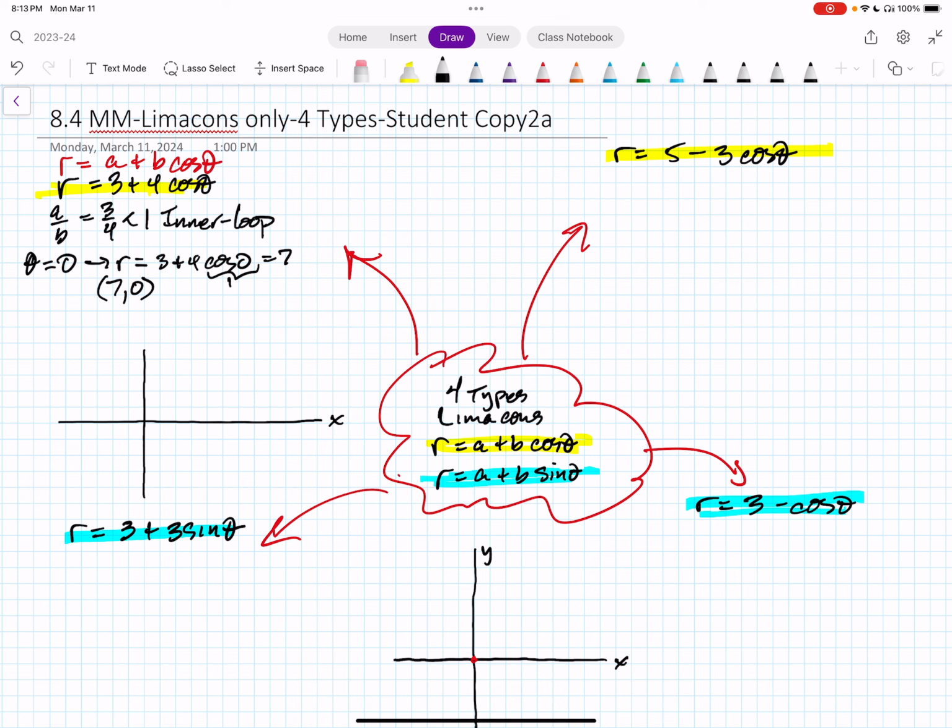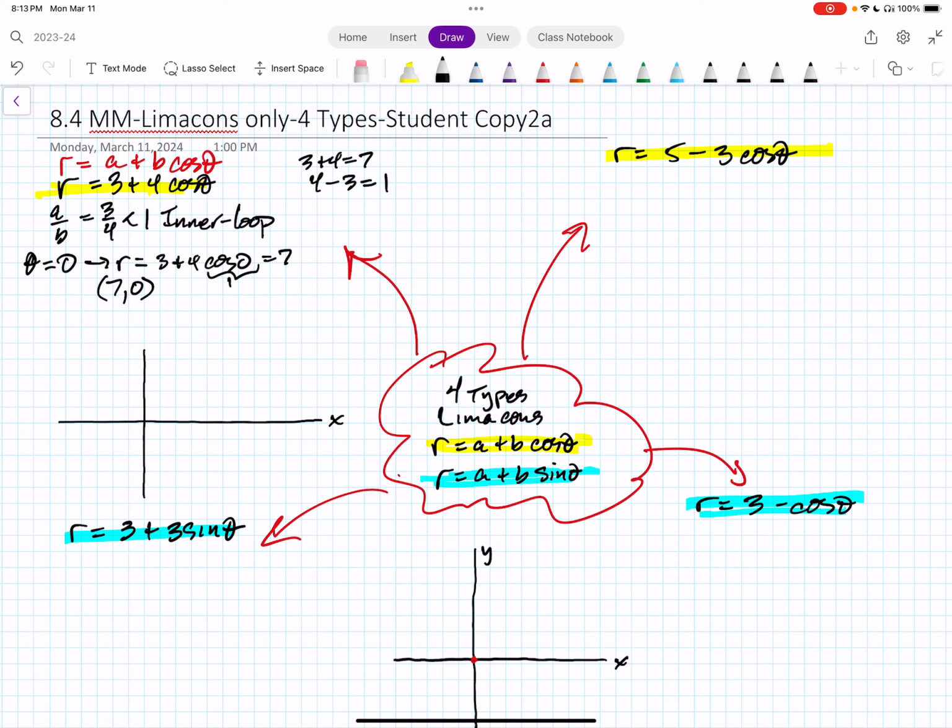Now, a quick and easy thing when it comes to limaçons: you take the absolute value of A and B. I said absolute value of A and B, and you add and subtract them. So in this case, 3 plus 4 is 7. Look at that. And then you take B minus A, which is 4 minus 3 to get 1, and there's the length of your inner loop. You just got to figure out how to get that inner loop.